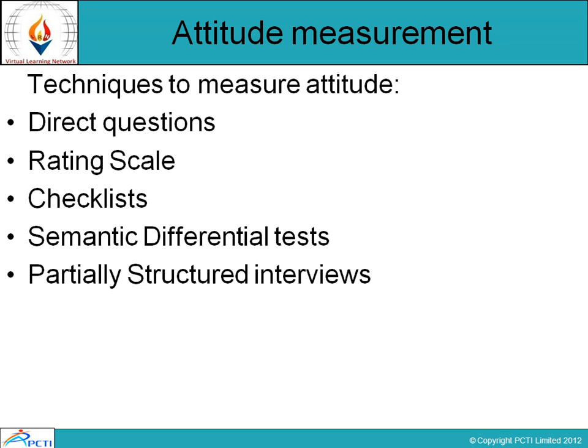Another is checklists. A checklist example is: which one of the following is most important to the person for the purchase of flour? The price, the package, the ease of use, the reputation of the manufacturer. The attitude can be easily ranked by the respondent, and the most important factor is identified and enlisted on the question list. So that comes into the checklist method.